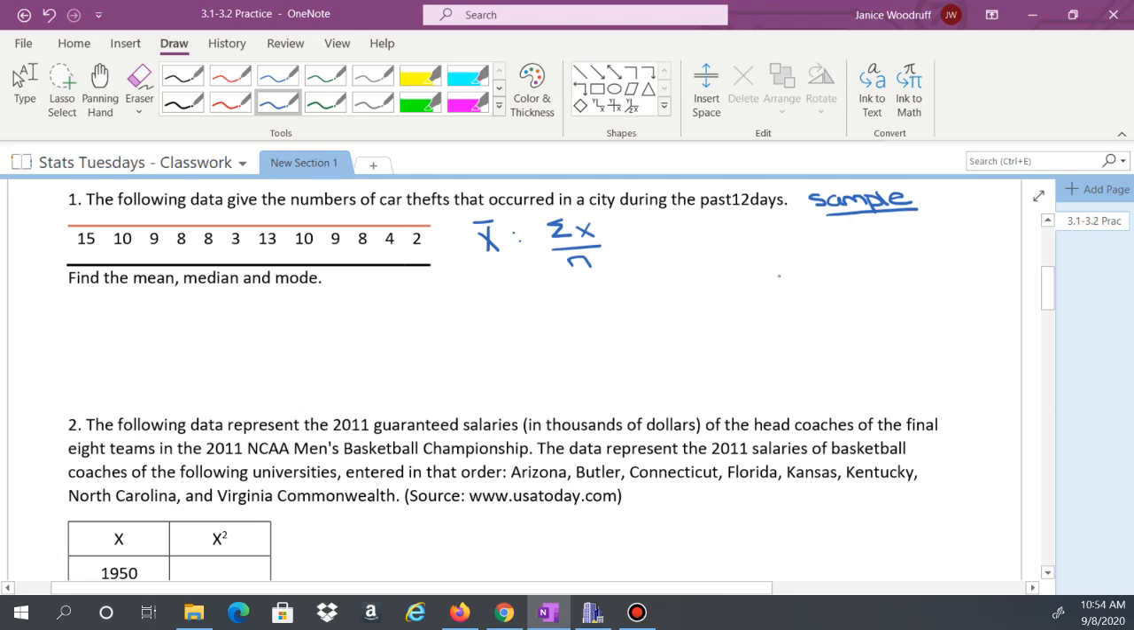Now, if this were a population, you'd still get the same mean, but it will matter once we go into your standard deviation and variance formula, so you always want to identify that first. So let's see here, we want to add all of these together. So the sum of our X values.